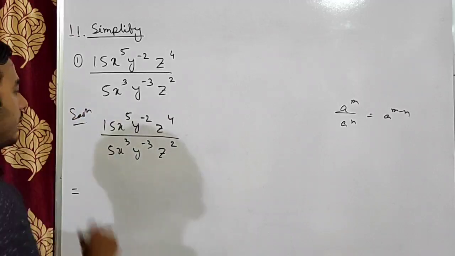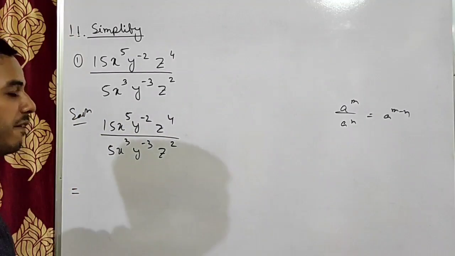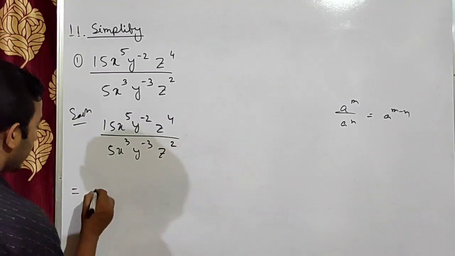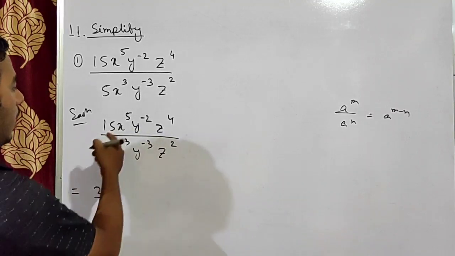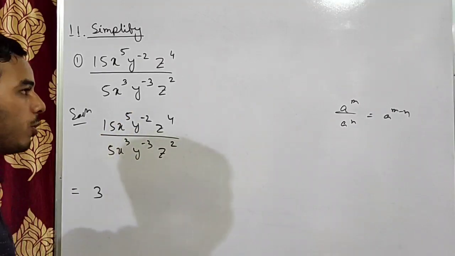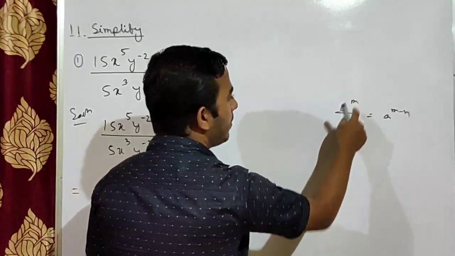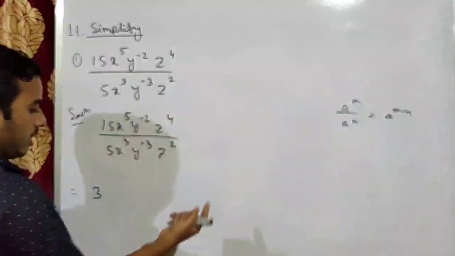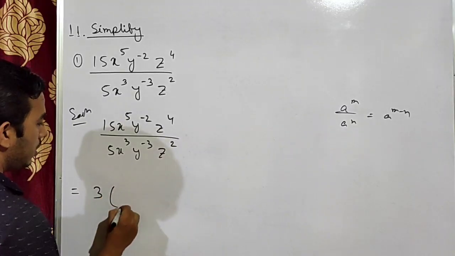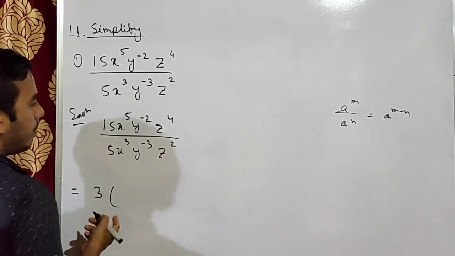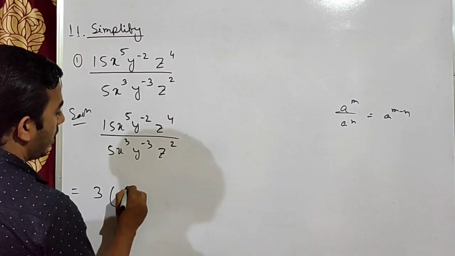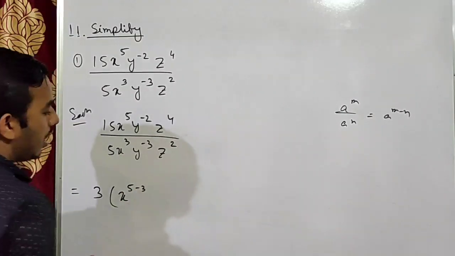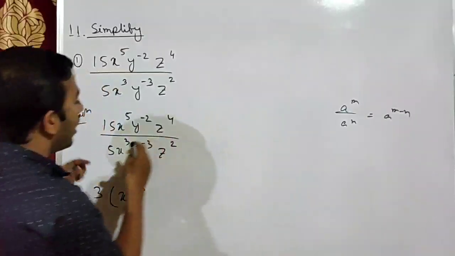Look, 15 divided by 5 is how much? 15 divided by 5 is 3, isn't it? Now x to the power 5 divided by x to the power 3 equals x to the power 5 minus 3. Like this we'll solve. Now these are multiplied, so we'll give a multiplication sign. So x to the power 5 minus 3. We have used this law here.